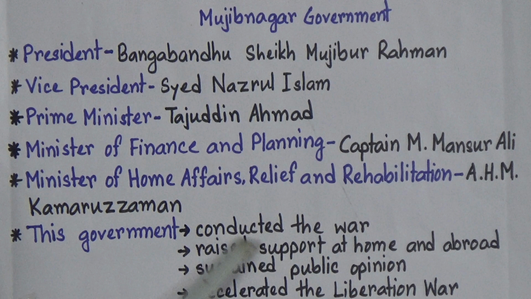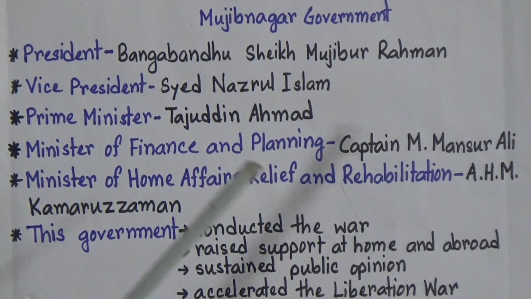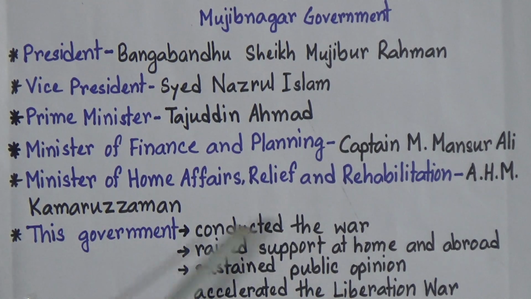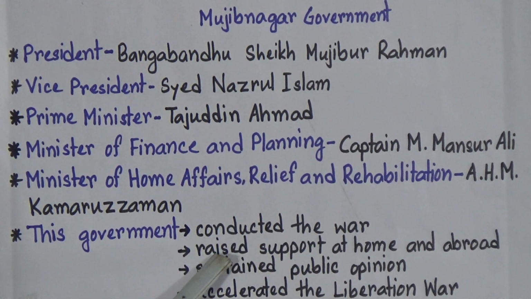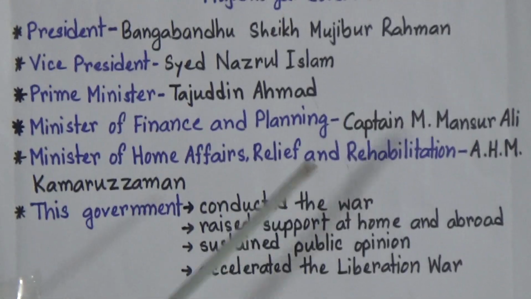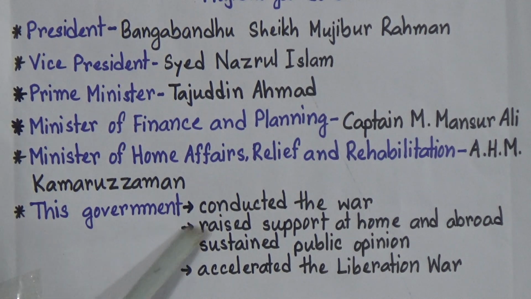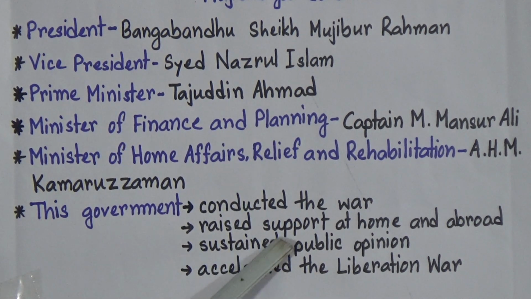Because this government conducted the war, the liberation was conducted properly, and they raised support at home and abroad in favor of the liberation war, and they also sustained public opinion. That means they worked to gather support in favor of the liberation war, and this government accelerated the liberation war. That means they sped up the liberation war. That means they controlled or managed the liberation war.